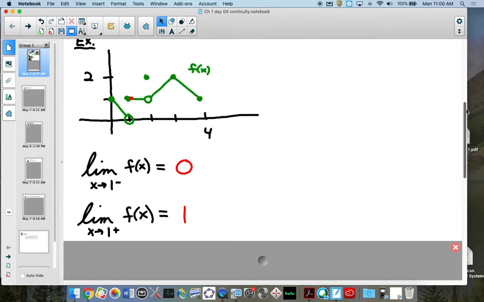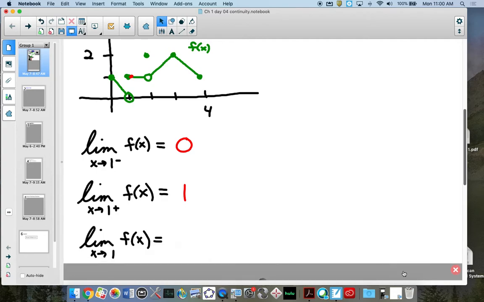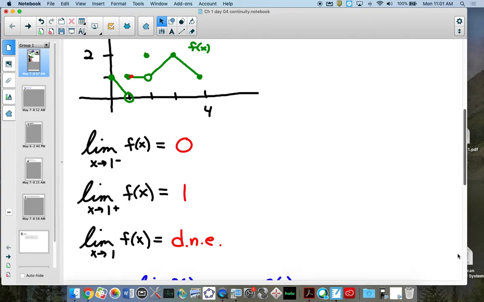Let's scroll a little. So what's the limit as x approaches 1? In order for that limit to exist, we need the left-hand and the right-hand limit to be approaching the same value. In this case, they're not. One is approaching 0, the other is approaching 1. So we say that the overall limit does not exist. In order for a limit to exist, we have to check both the right and left side, unless, of course, it's an endpoint, and then we just have to check from one side.